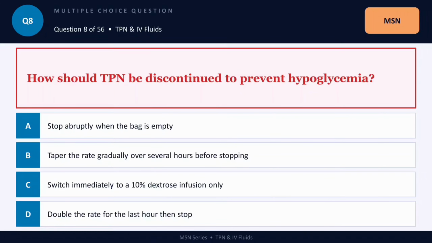Question number 8. How should TPN be discontinued to prevent hypoglycemia? Option A. Stop abruptly when the bag is empty. Option B. Taper the rate gradually over several hours before stopping. Option C. Switch immediately to a 10% dextrose infusion only. Option D. Double the rate for the last hour then stop. The correct answer is option B.